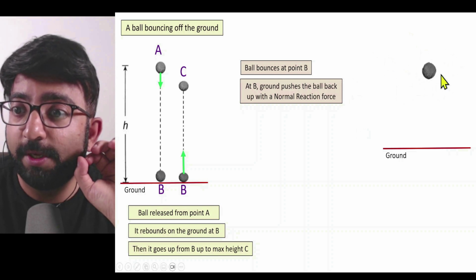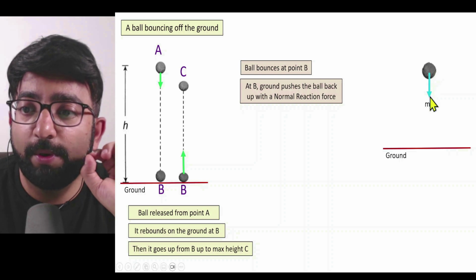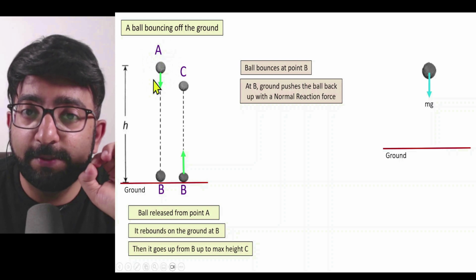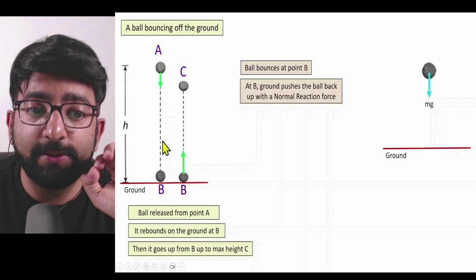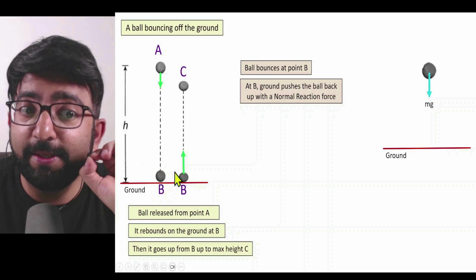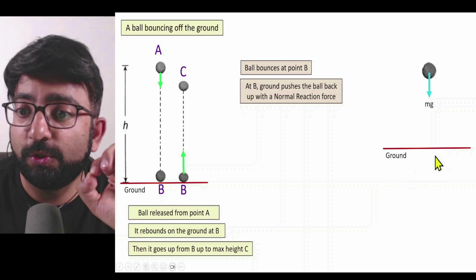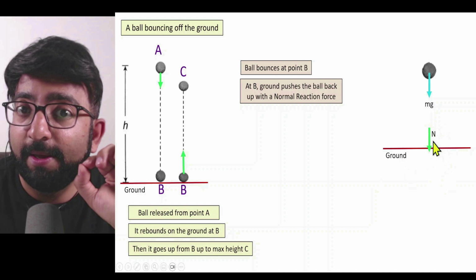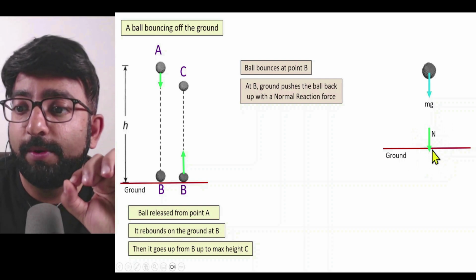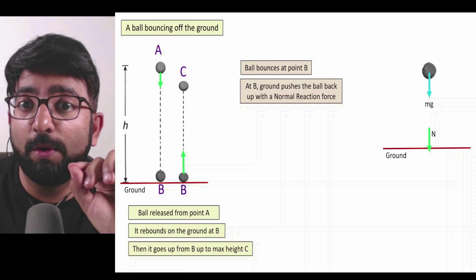So what are the different forces acting on the ball? The first force is the weight of the object, which is acting downwards, mg. Now let us summarize the situation. We had a ball which was released from rest. It is going to speed up. It is going to hit the ground at the point B. Since the ball is hitting the ground, the ball is providing a force to the ground in the downward direction, which we can show over here. This N is the normal reaction, or rather the force provided by the ball to the ground in the downward direction. And according to Newton's third law, if you remember, forces are always in pairs.